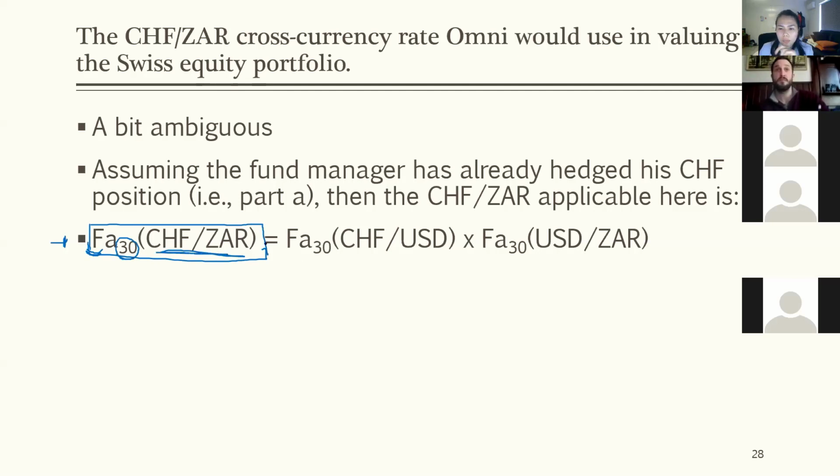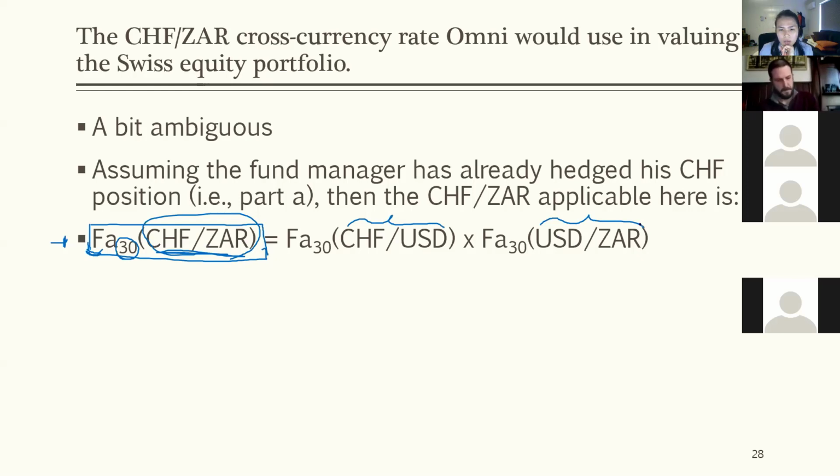So from the two exchange rate quotes from the question, if I want to find this rate, I'm going to use a cross rate calculation, okay? So the forward cross rate is exactly the same as what we did before with the spot cross rate, okay? So on the left hand side, I've got the Swiss franc over the ZAR, and on the right hand side, I'm going to have Swiss franc over USD times USD over ZAR, okay?